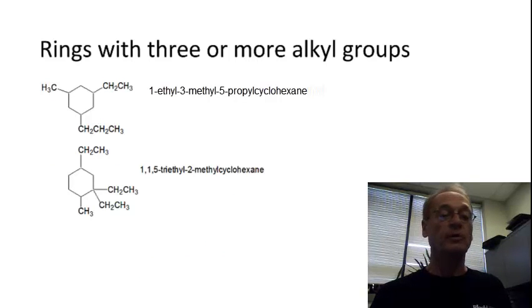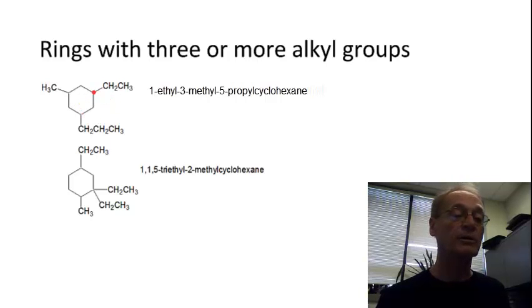Here's another example with 3 or more alkyl groups, since, again, this is similar to one we saw before. All 3 are equally distant from each other on the ring. So which one is number 1? Well, the only way I have of choosing is alphabetical. So that's number 1 because E comes first. That's number 3 because M comes next in the alphabet. And that's number 5 because P comes last in the alphabet among those 3. So it should be 1-ethyl, 3-methyl, 5-propyl cyclohexane.